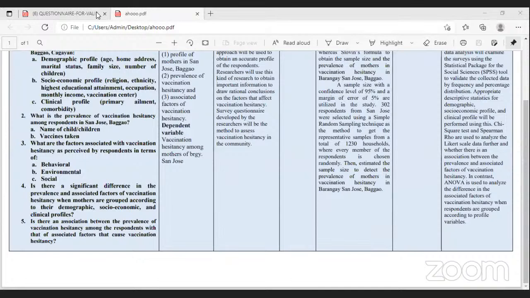But is this a self-made test, or are you going to adapt a standardized one? Adapted po. Adapted from vaccine hesitancy studies, a project conducted by the World Health Organization. Yes po, WHO po.